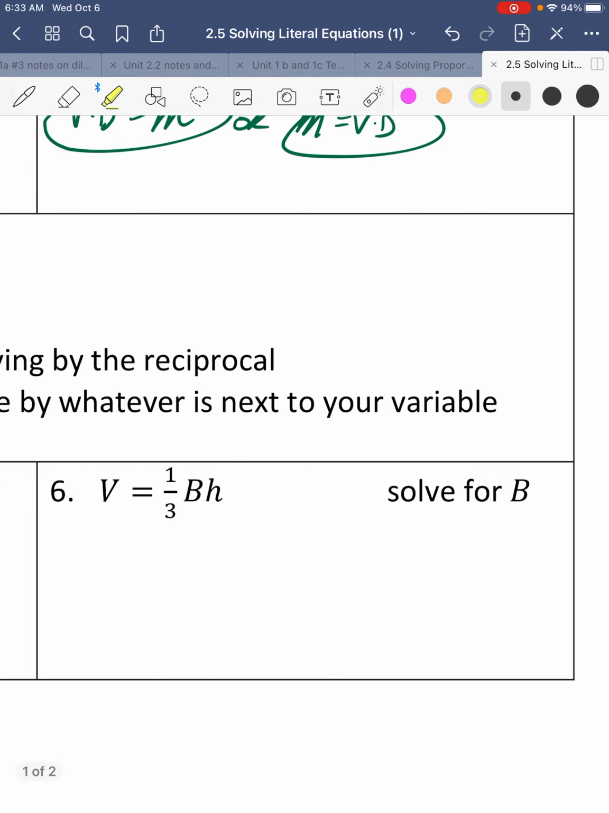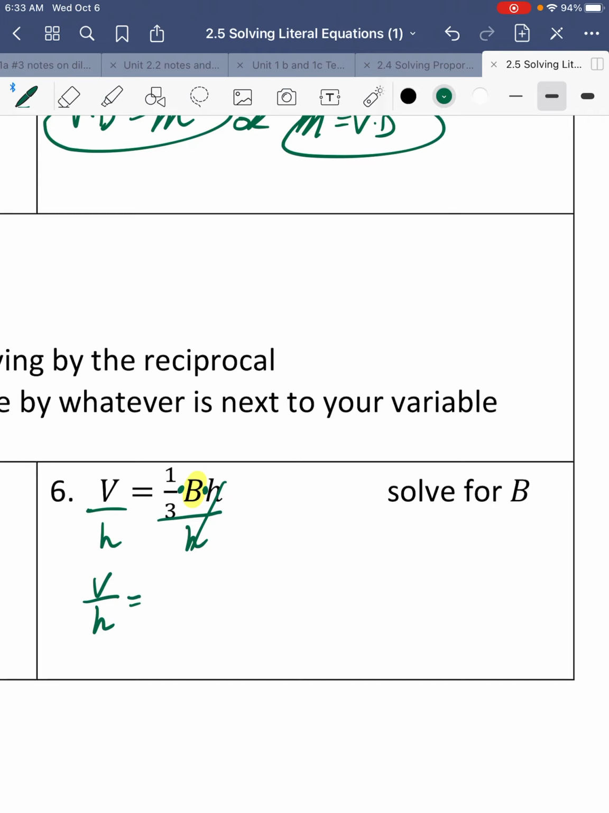So number 6, what are we solving for? B. What operations are there? Multiplication. So instead of dividing everything by 1/3 H, which you can, but it looks kind of strange, I'm going to divide by H first.